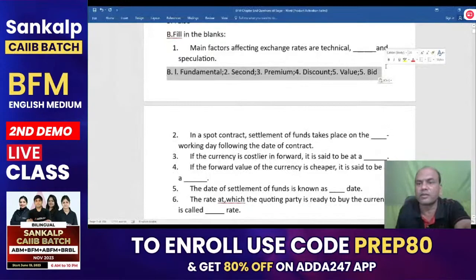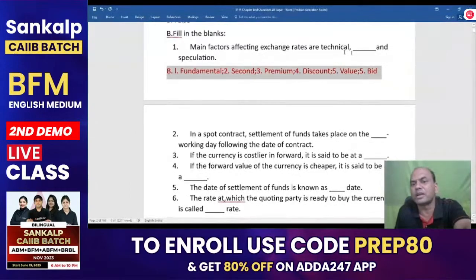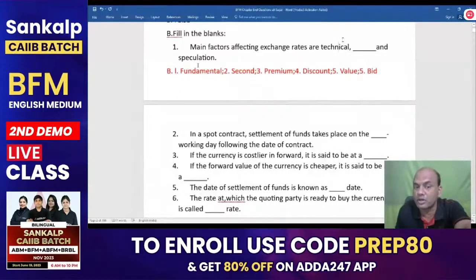So, what do you mean by technical? What do you mean by fundamental? Technical means short term. Fundamental means long term. Yesterday, I think, we did it. Technical is short term, fundamental is long term, and the third one is speculation. In a spot contract, settlement of funds takes place on the dash working day following the date of contract. Now, we have done this earlier also, right?